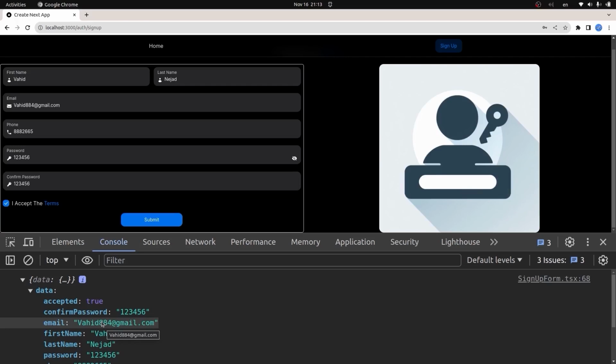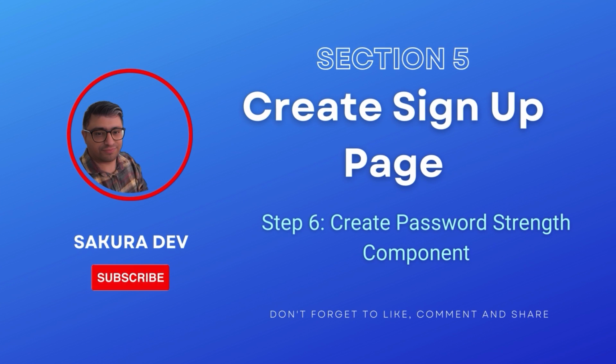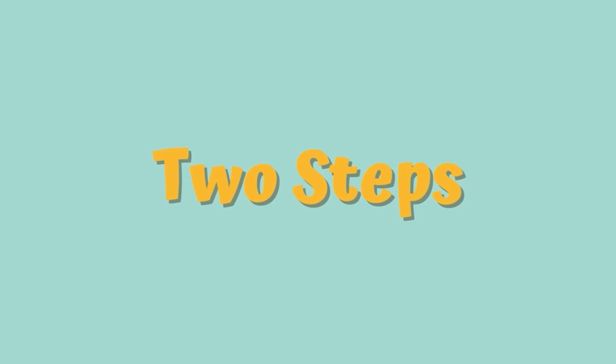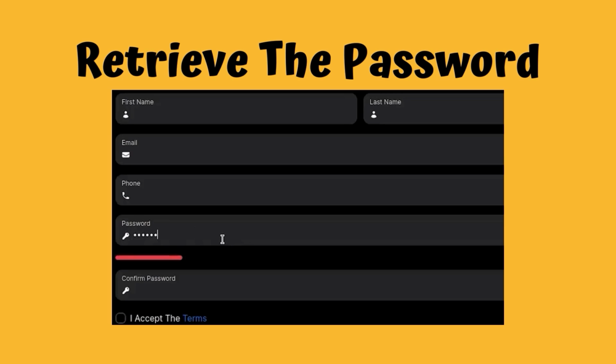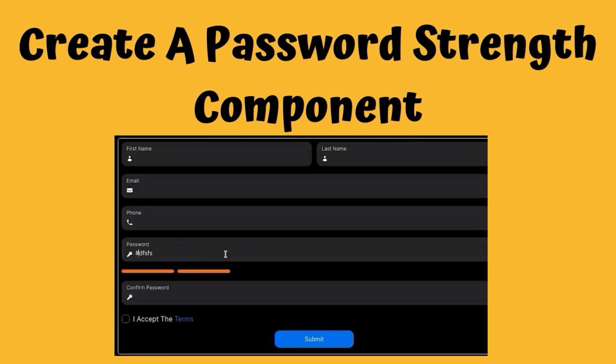So in the next subsection, we're going to create a password strength component to visualize the strength of the password that the user is putting in the password field. So we need to do it in two steps. In the first step, we need to retrieve the value of the password that is entering to the password field and calculate its strength. And then we're going to create a component that takes the calculated password strength as its prop and then visualize it in the sign up form. So without any explanation, let's do it.